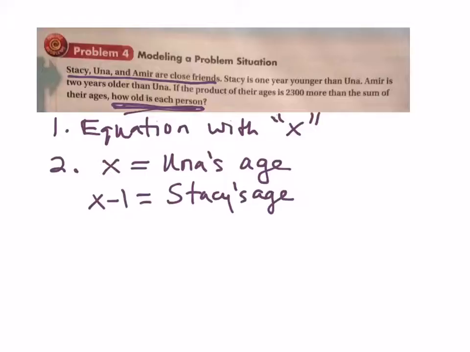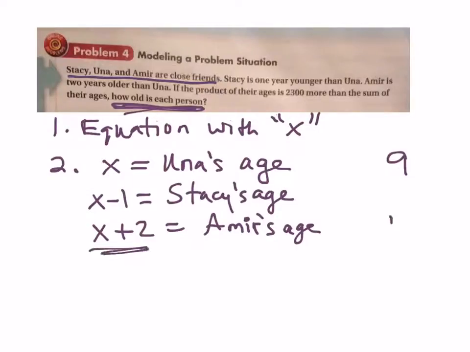Alright, and then how about Amir? Amir is 2 years older than Una. So whatever Una is, if you add 2 to that, that would be Amir's age. You can try it out with some numbers, just like we did with Una and Stacy, to make sure. If Una is, I think we said 9 before, then 9 plus 2 is 11. Then just see if that fits the problem. 9 and 11 for Una and Amir, Amir is 2 years older.